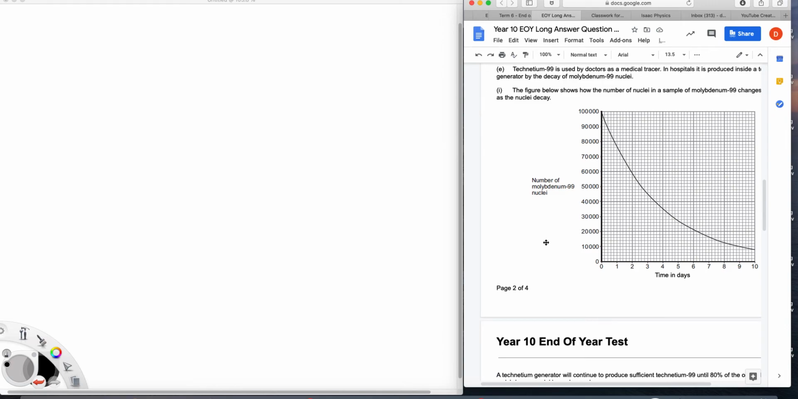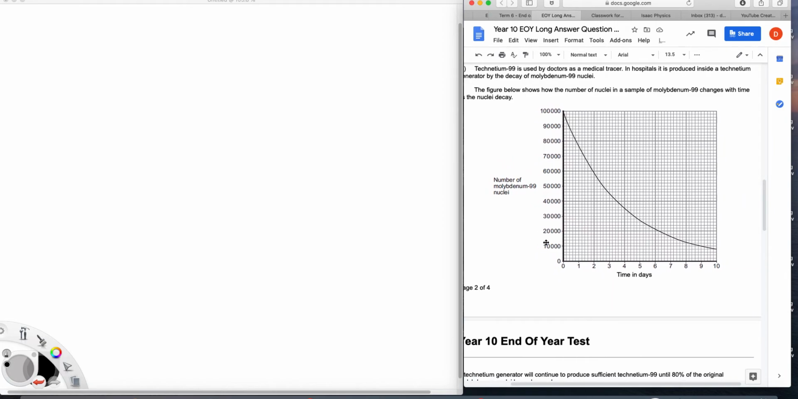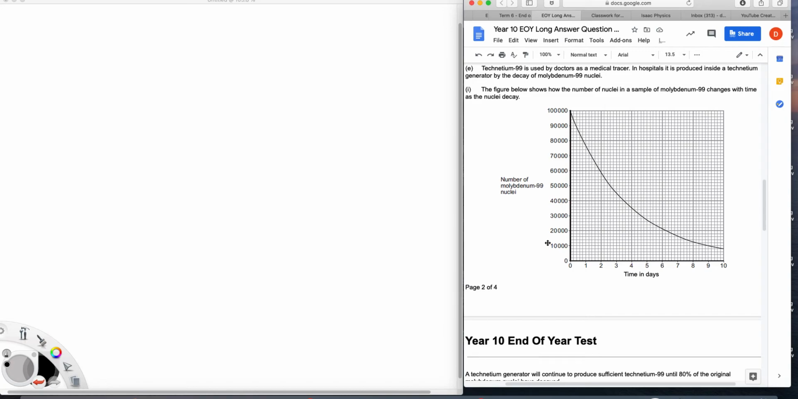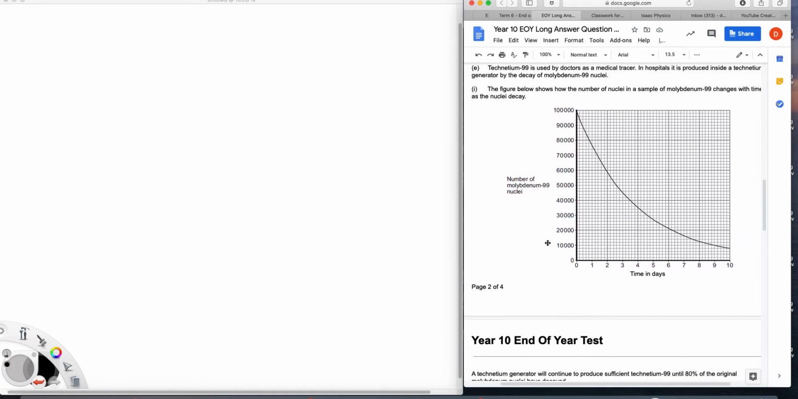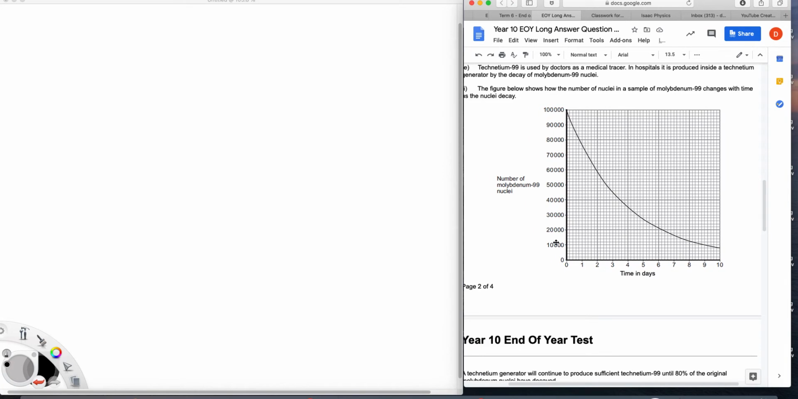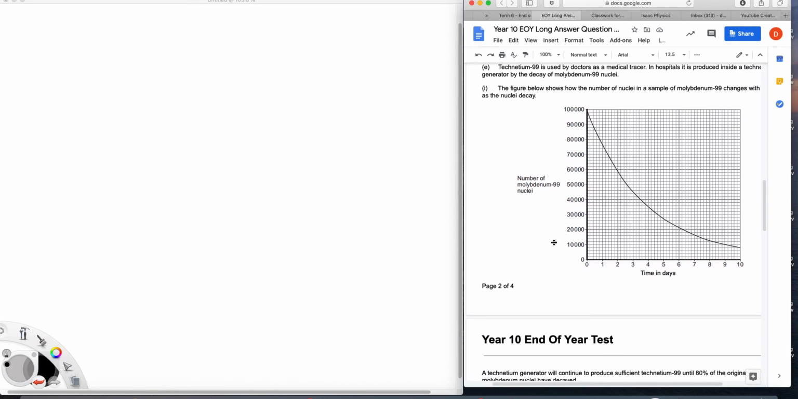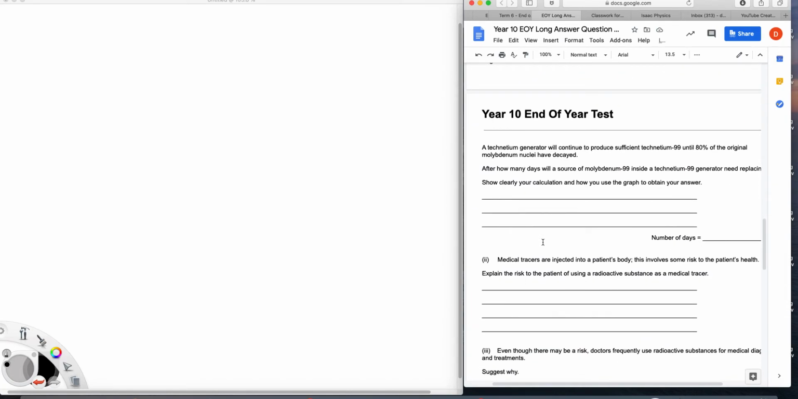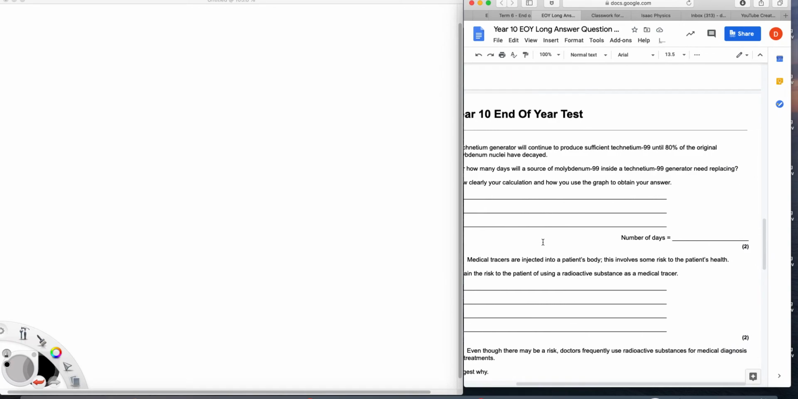Technetium-99 is used by doctors as a medical tracer. In hospitals, it is produced inside a technetium generator by the decay of molybdenum-99. The figure below shows how the number of nuclei in a sample changes with time as the nuclei decay. It continues to produce sufficient technetium-99 until 80% of the original nuclei have decayed. After how many days will it need replacing?